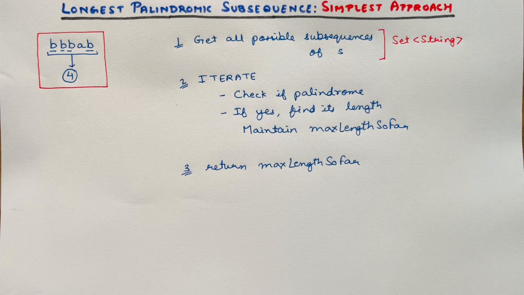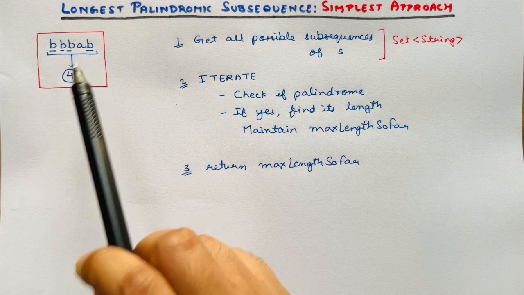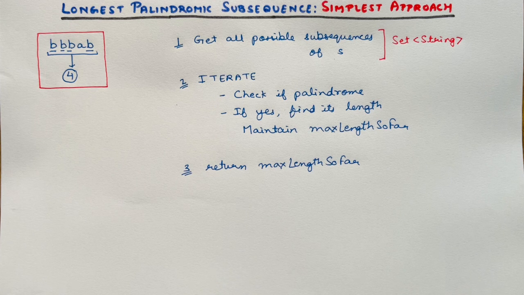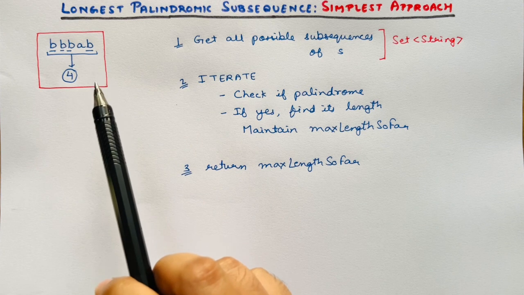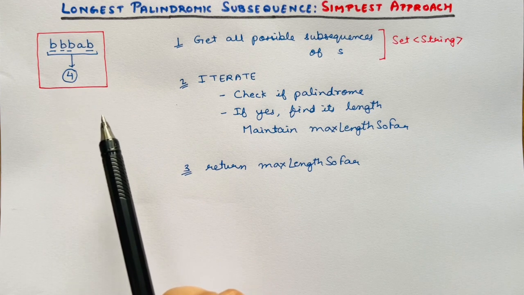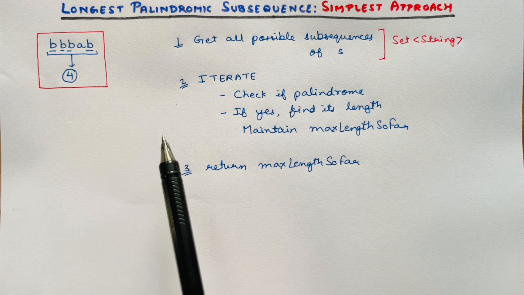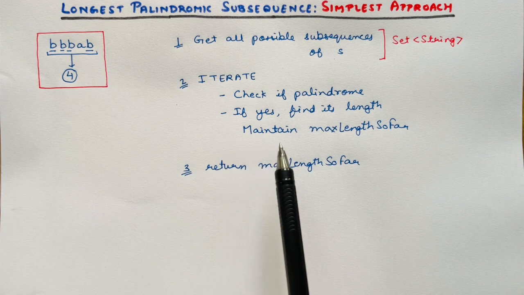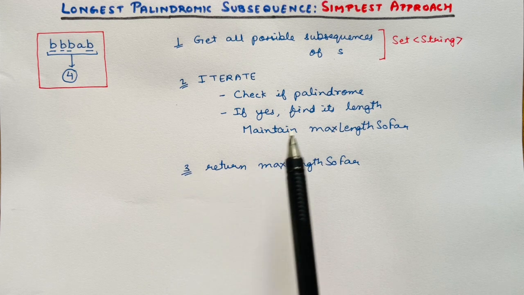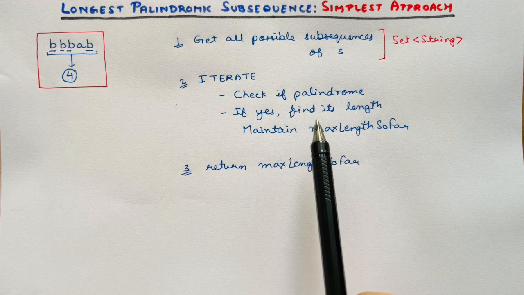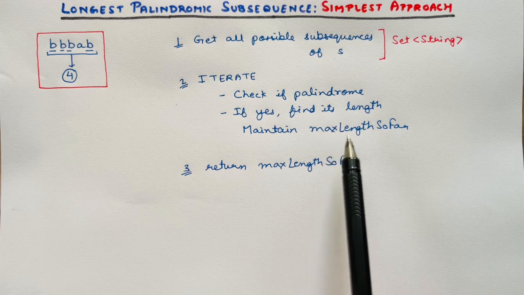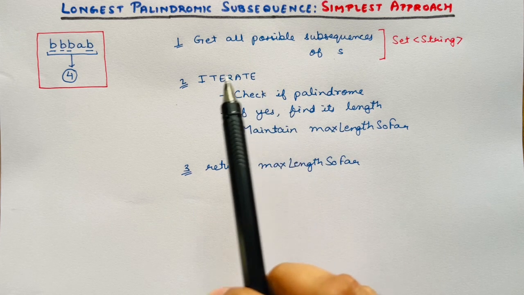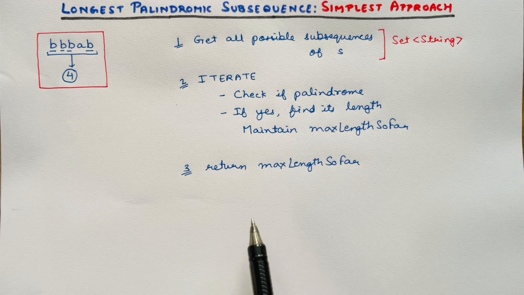Now, our aim in the problem is to find the longest palindromic subsequence of that string. So what can be the simplest approach that we can think of? One way is that we get all possible subsequences of this string. We iterate over all of them, and then we check for every subsequence whether this is a palindrome. If this is a palindrome, then we will know its length and we will maintain whatever is the max length seen so far. What does that mean? That means whenever we find that this subsequence is a palindrome, we'll check if its length is greater than the max length so far. If it is, then we will update the value of this variable. And finally, when we are done with all the iterations, we will return max length so far.